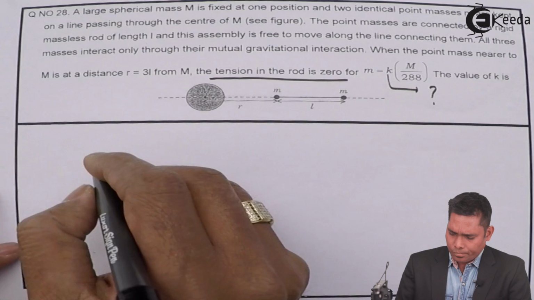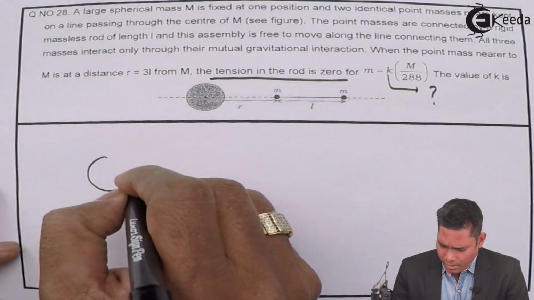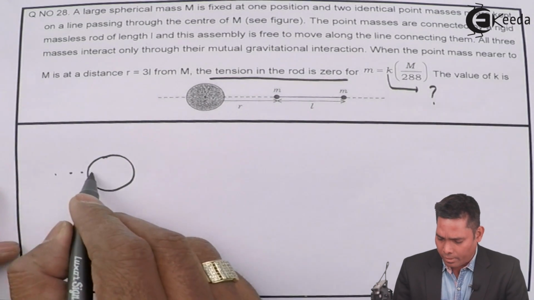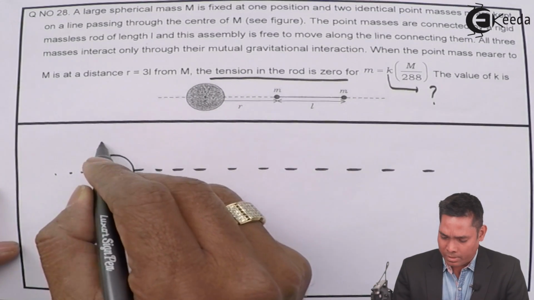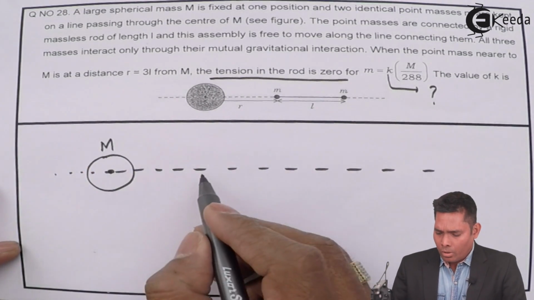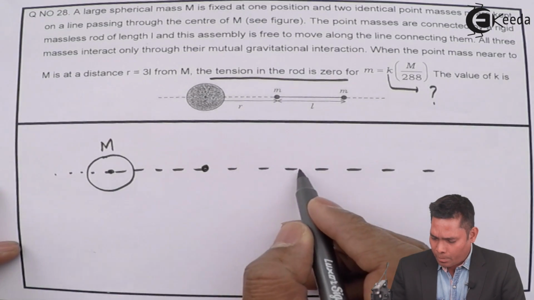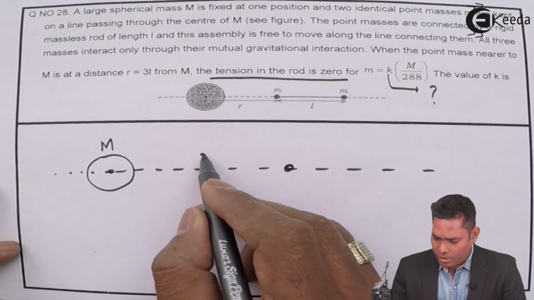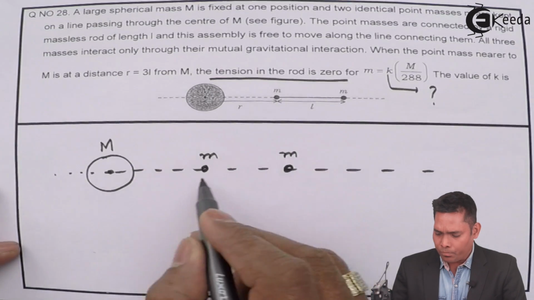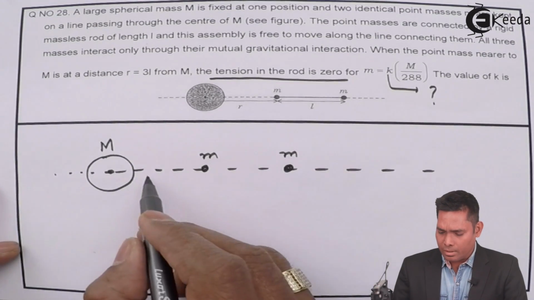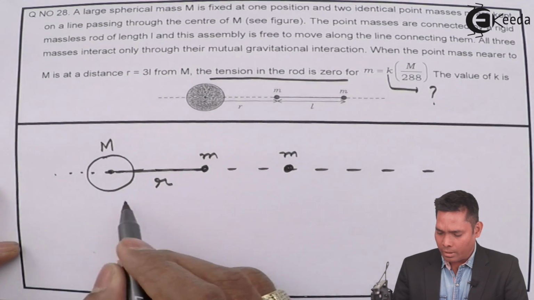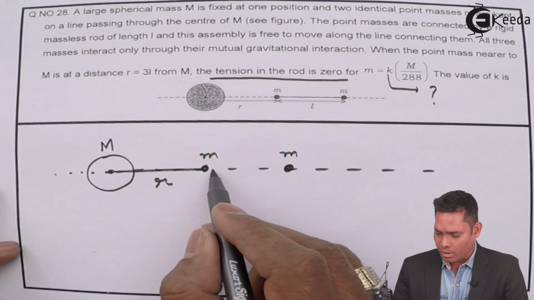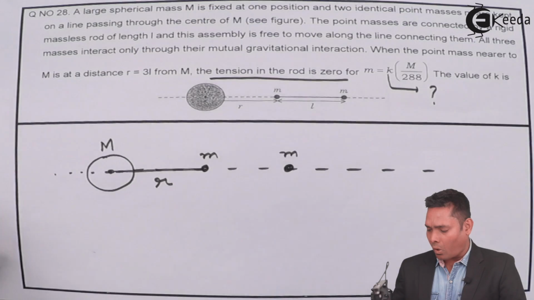Now we have this, the center of this bigger mass M. A point mass is placed here, another point mass is placed here. This is small m, this is small m, equal point masses. This distance from the center is r, and this distance is L. This is connected by a rod.